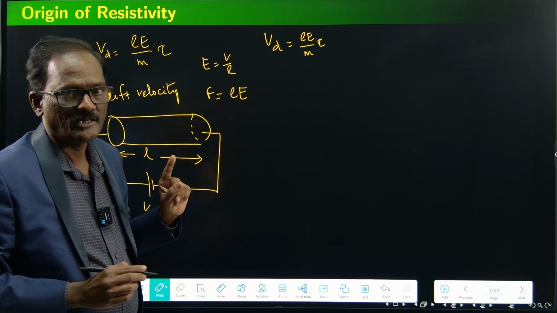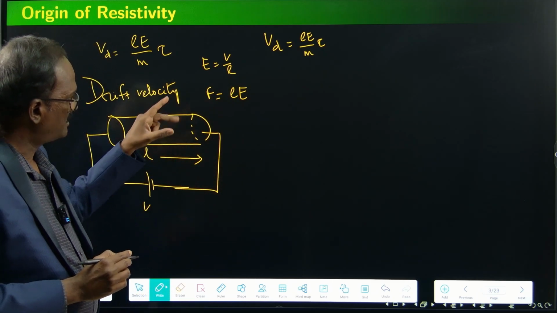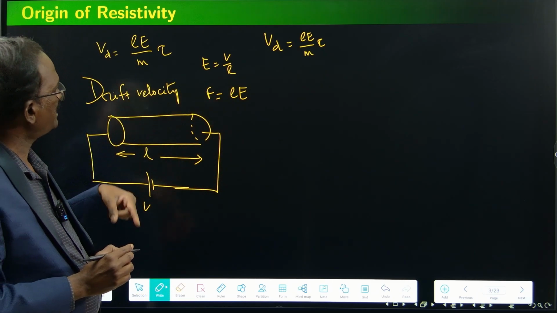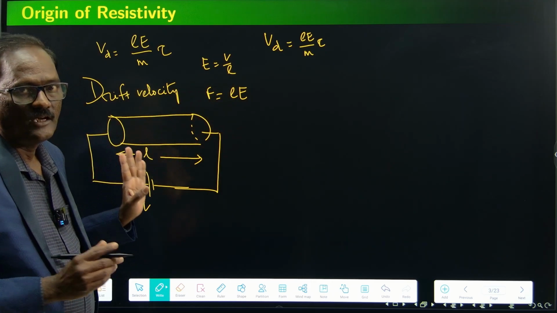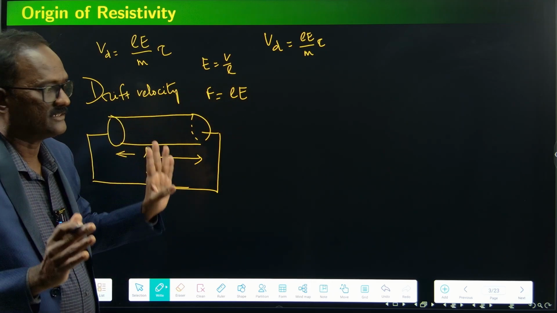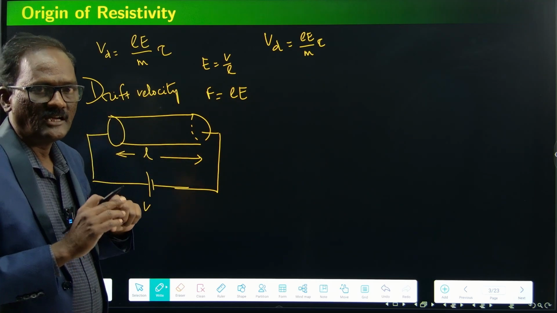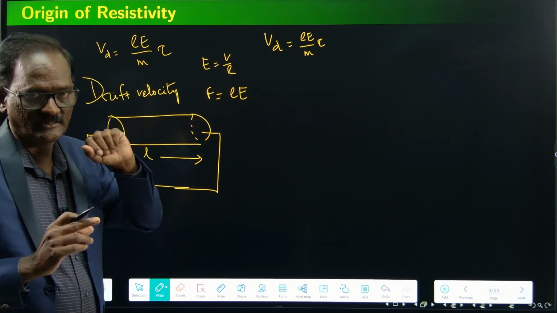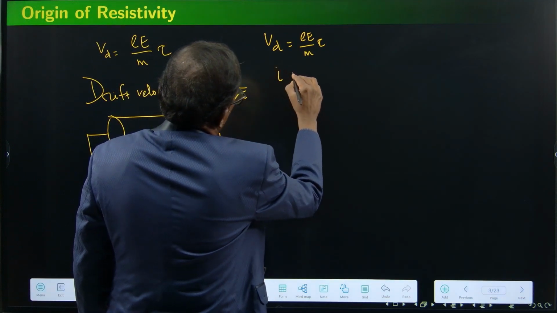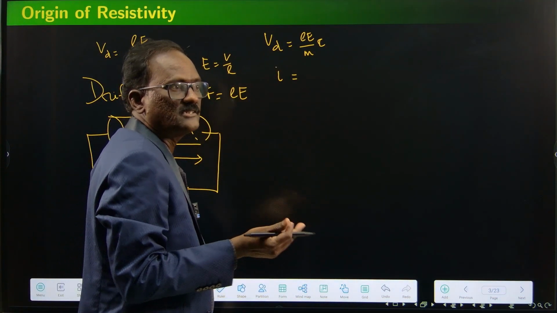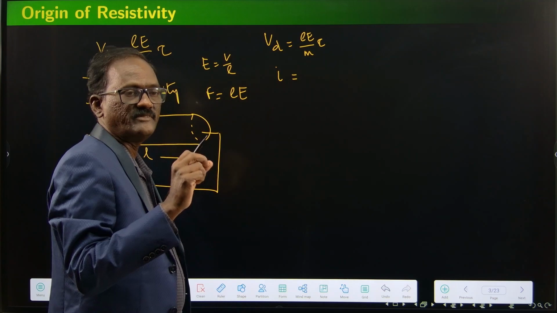So E is responsible for the movement of electrons. In fact, E is obtained by applying the voltage. Voltage by length, I am getting the electric field, right? So I want to have a relationship between voltage and these things, right? Before that, let me write, find what is I. This we have also discussed in the previous video.